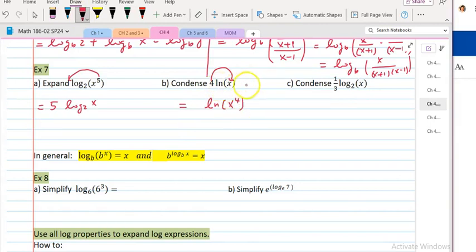So not ln of x or 4. They're two different things. What about 1/3? 1/3 can move in also. It will be log base 2 of x to the power 1/3. What is 1/3? Remember, it is the cube root.